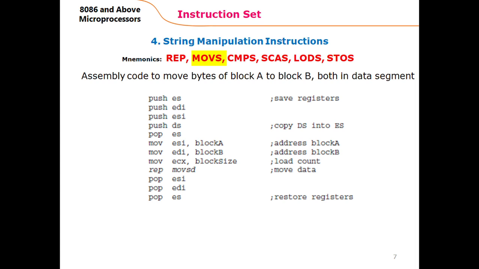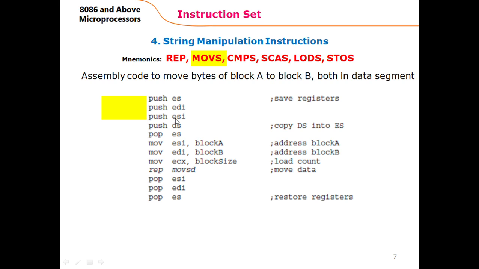To do that, we have to push the extra segment onto the top of stack so that we can save it for later retrieval. And as the source index and destination index registers would need to point to the starting address of block A and block B, we also need to save these registers as well.